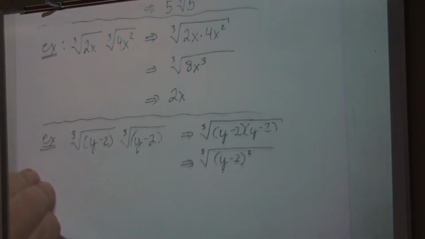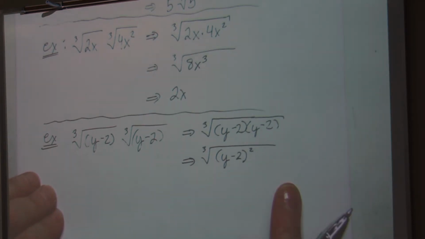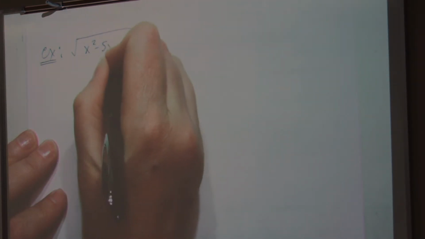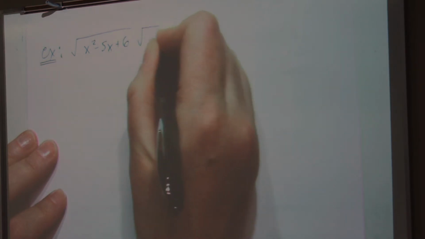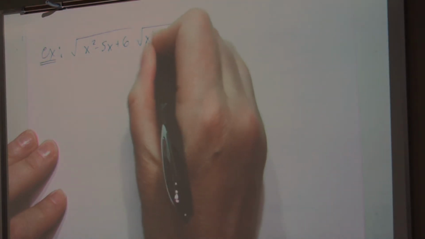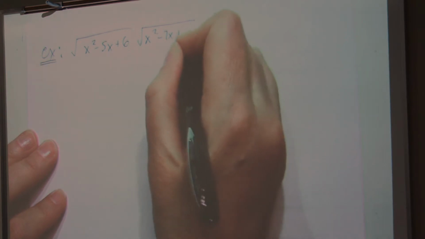Now, just when you thought that this was pretty nice and pretty easy, you know how much we love factoring, right? Absolutely. We totally love it. What if I give you the square root of x squared minus 5x plus 6 times the square root of x squared minus 7x plus 10?